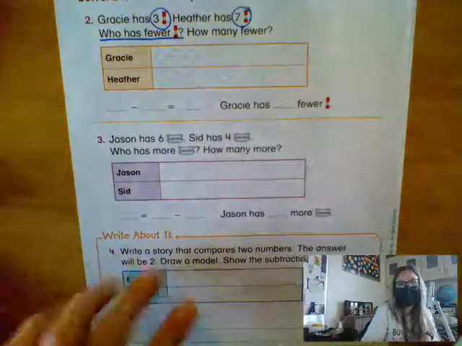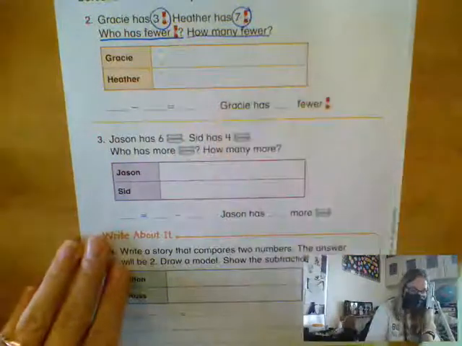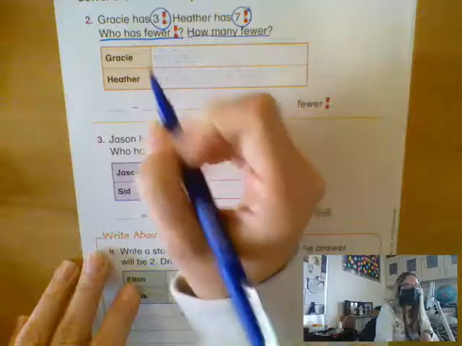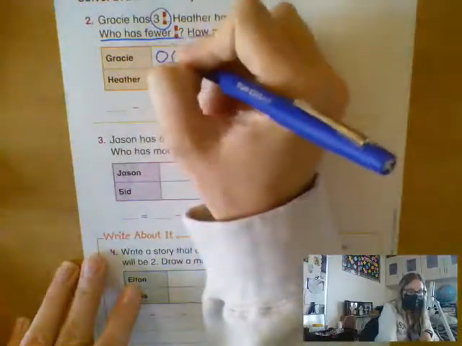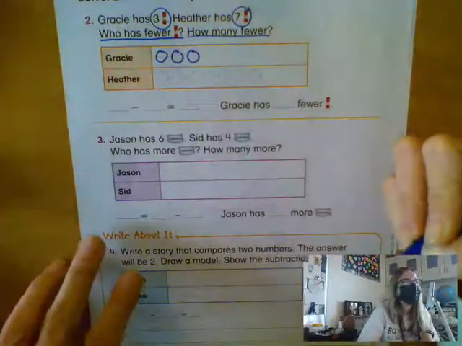Who has fewer glue sticks? How many fewer? Nice job. So we know, first off, that Gracie has 3 glue sticks. So let's draw 1, 2, 3 circles for Gracie to show her 3 glue sticks.